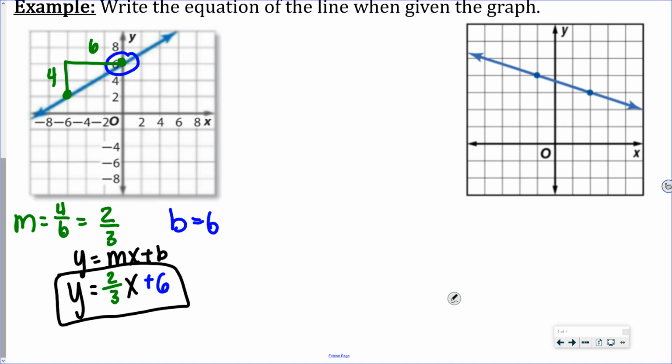All right, this one. I don't know the y-intercept. I can see there's 2 points clearly labeled here, so I can count the slope. Don't forget this one is a negative sloping line. So my rise is 1, run is 3.